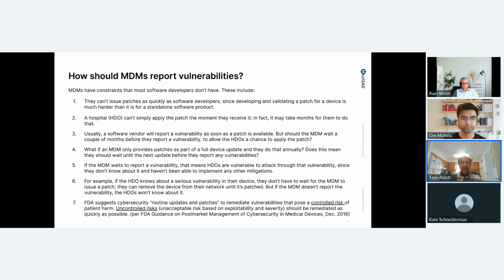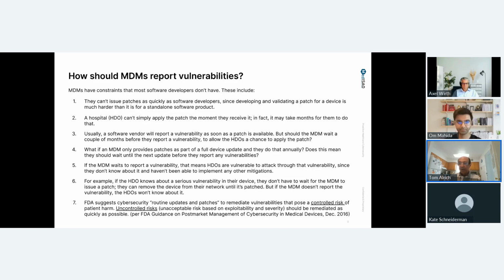But then if an MDM only provides patches as part of a full device update, that's a problem. Because most MDMs, as far as I know, don't do a full device update very regularly. Often it's just annually, and sometimes even less often than that. But you can't leave your customers unprotected. You can't not report a vulnerability for 2 years.